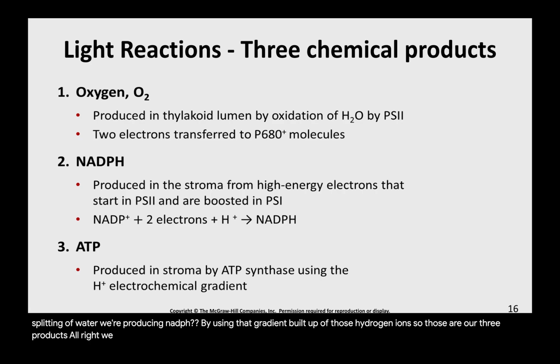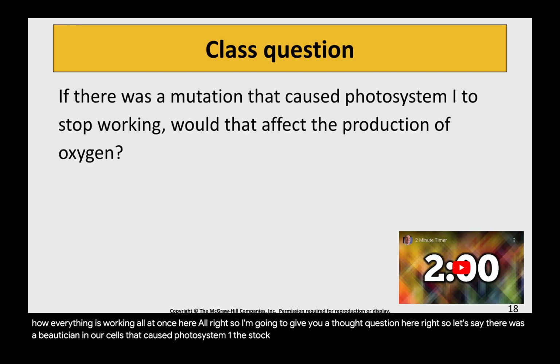All right, we will see how NADPH and ATP will then be further used by our chloroplast. But before we do so, if photosystem 1 stopped working, would that affect the production of oxygen? I'll give you a couple minutes to think about it.